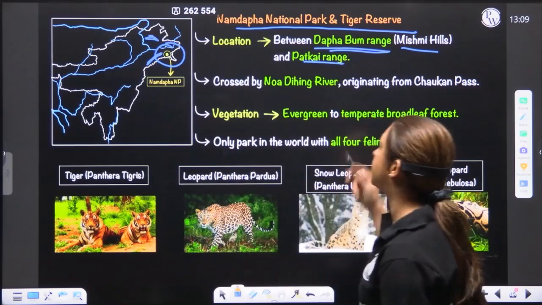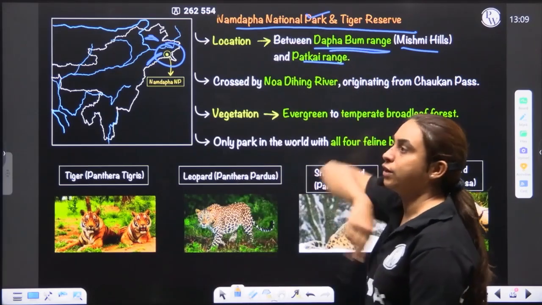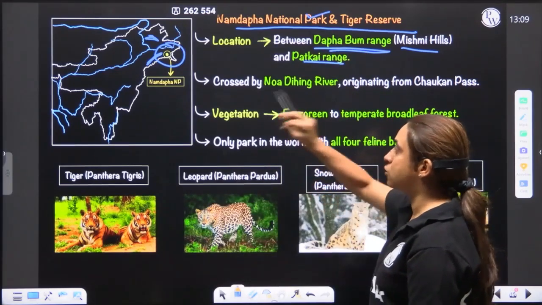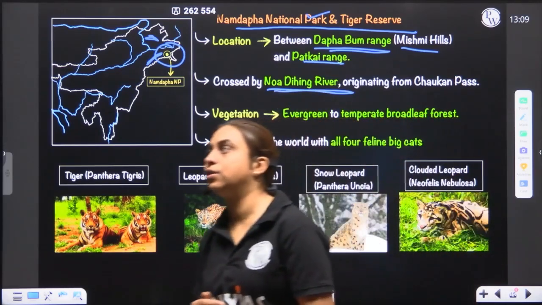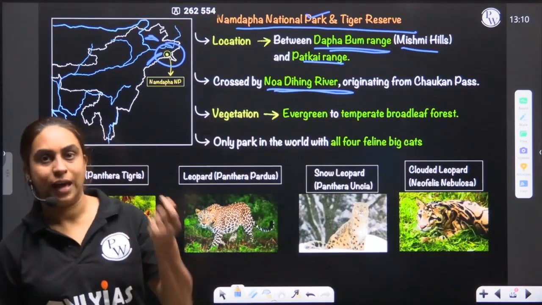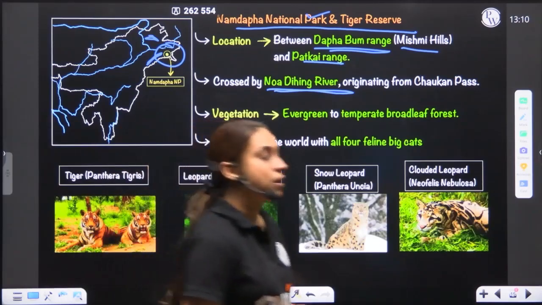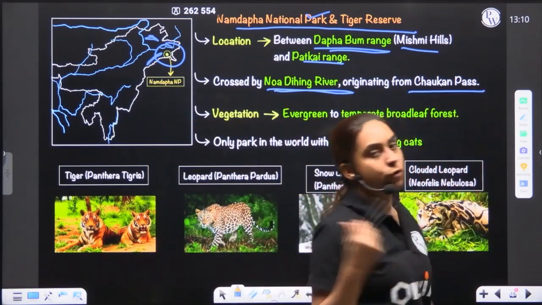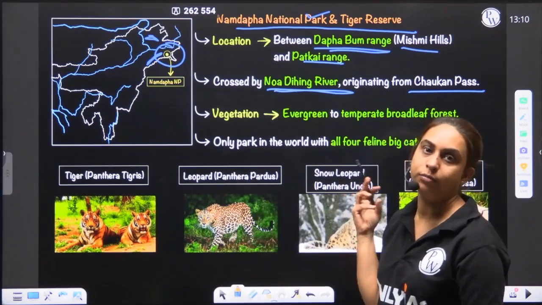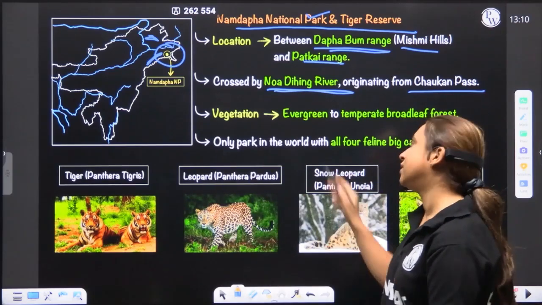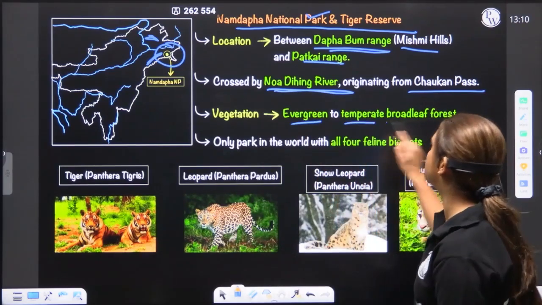Very important, because they have already asked something about Namdapha National Park. This is crossed by a river, the Noa-Dihing River. So a local river, the Noa-Dihing River. There's a pass, there's a gap, Chaukan Pass. From there this river comes, and from the Chaukan Pass along the Noa-Dihing River, you will have Namdapha National Park. Between the two hills, the vegetation is evergreen forest, temperate forest, broadleaf forest.